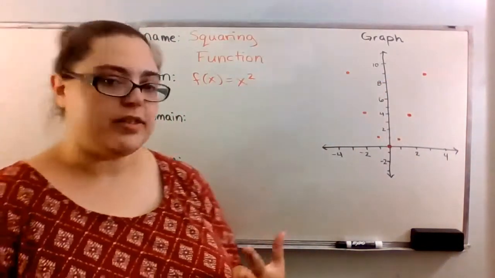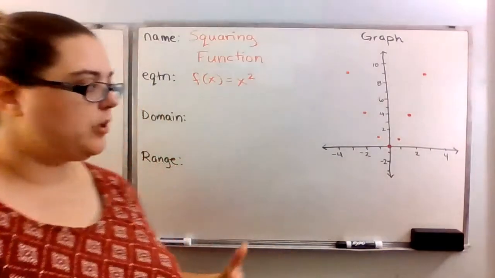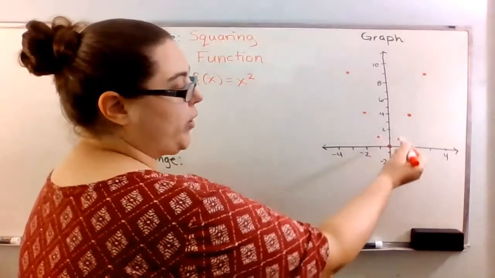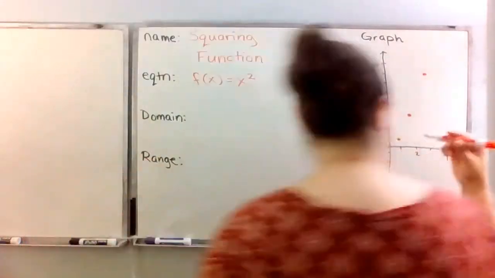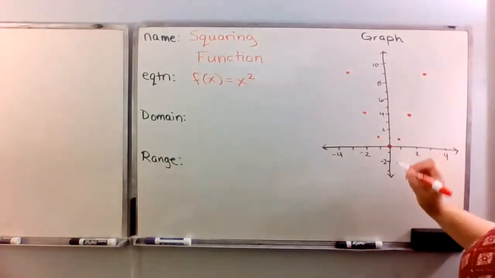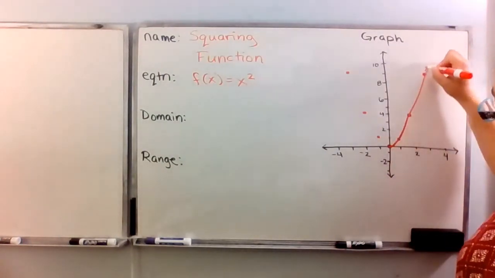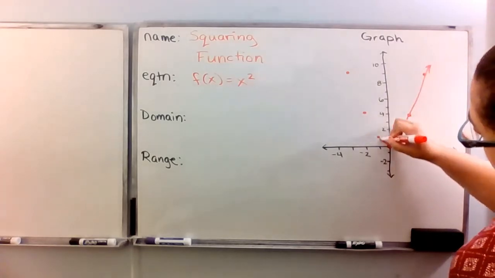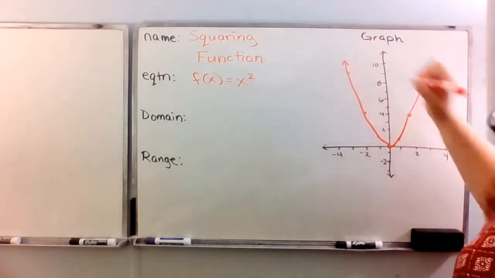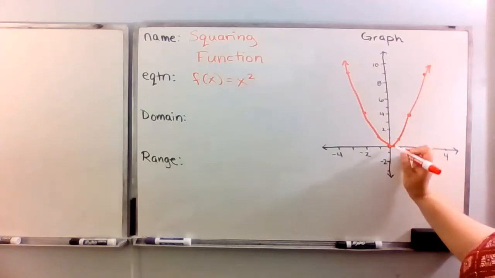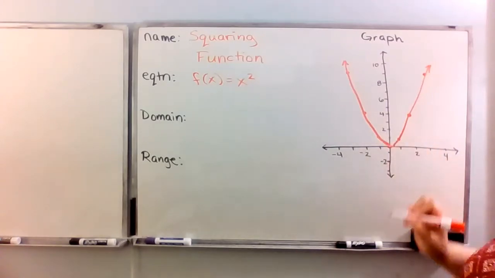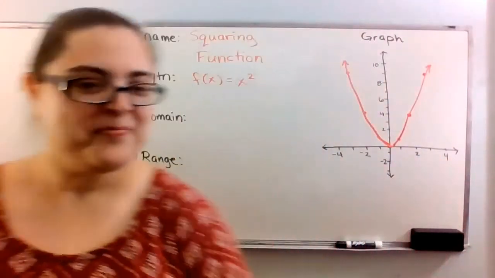So when we plot these points, we're going to end up getting a parabola. Make sure your parabola is not pointy. Here, parabolas are nice and rounded. So I'm going to try and indicate that. Somewhat rounded here. There we go, a little bit better.